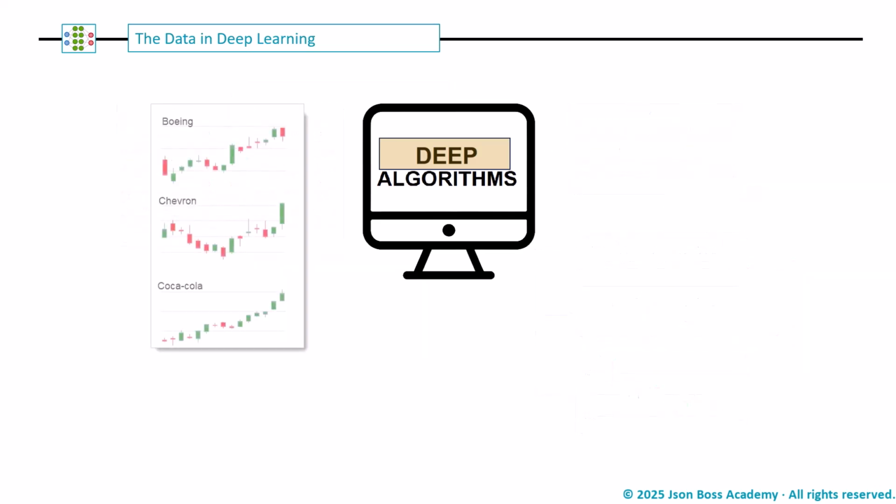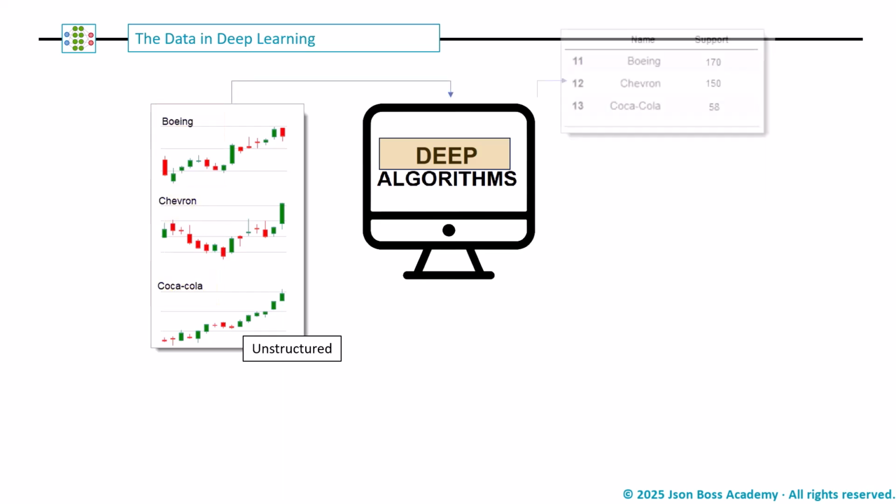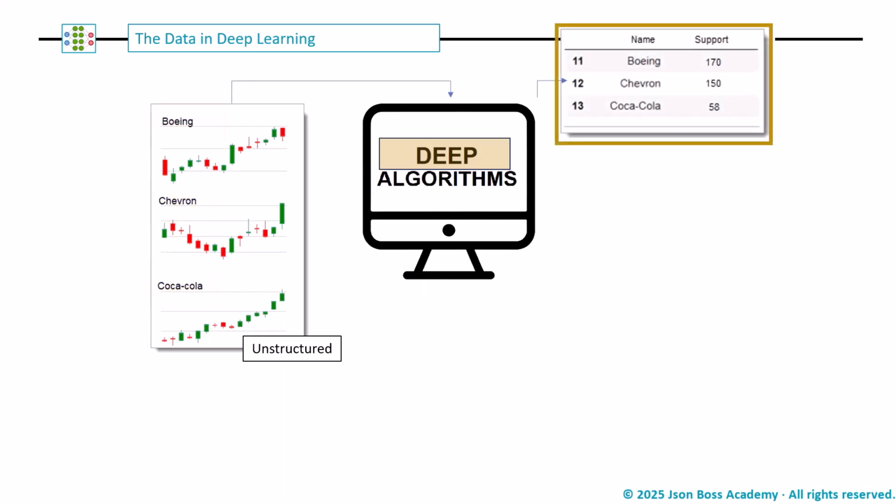Here, we see an example where the input to the deep learning model is images. Since we are using non-tabular, non-structured data, we need deep learning algorithms. These images show the evolution of the price of several equities like Boeing, Chevron, and Coca-Cola. The model is designed to calculate the most relevant support levels for prices.